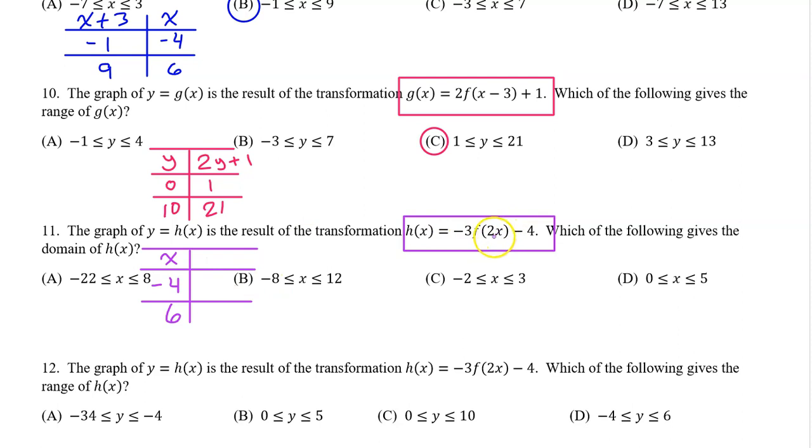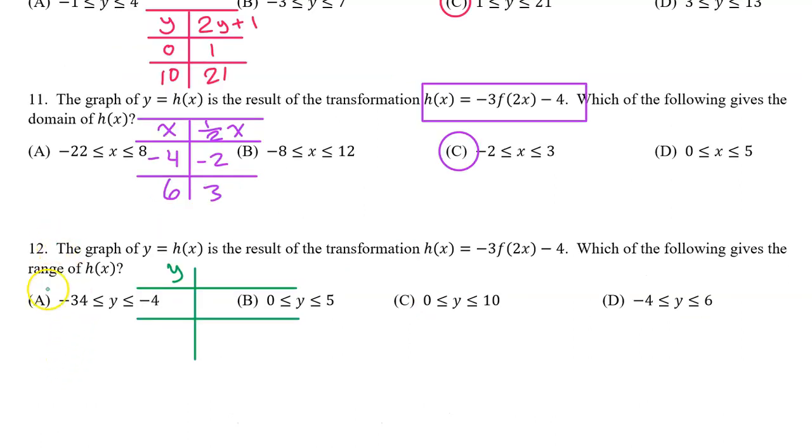So because this is by a factor of 1/2, I can find new x values by doing 1/2 times the old x values. So half of -4 is -2, and half of 6 is 3. So my new domain will be -2 to 3. So the answer is C.